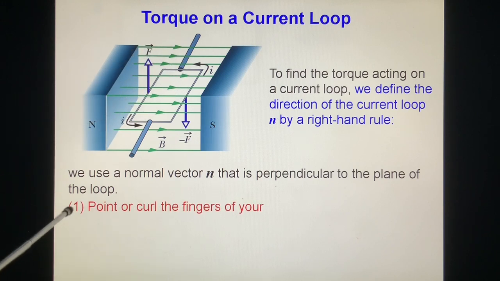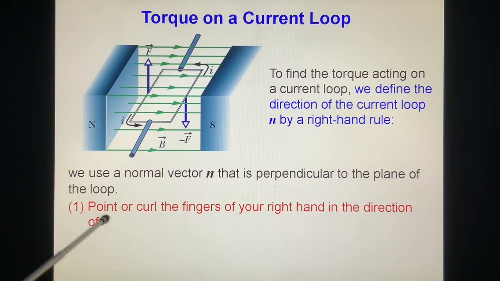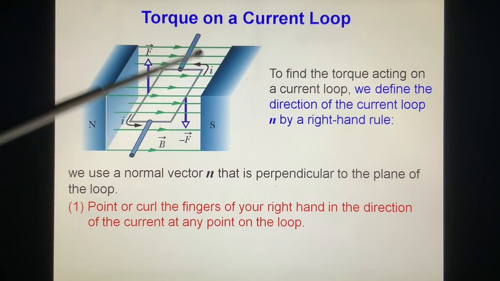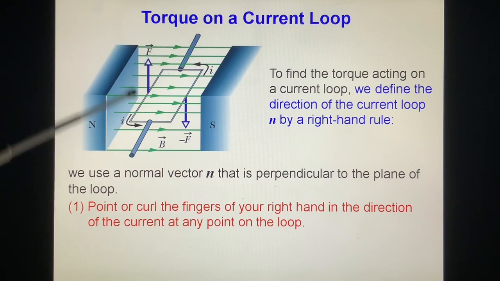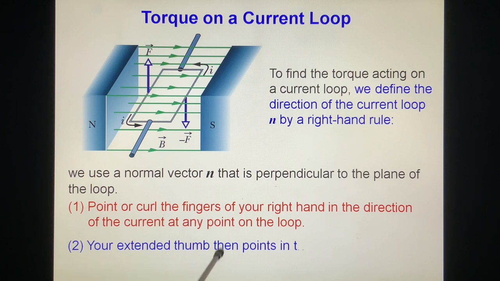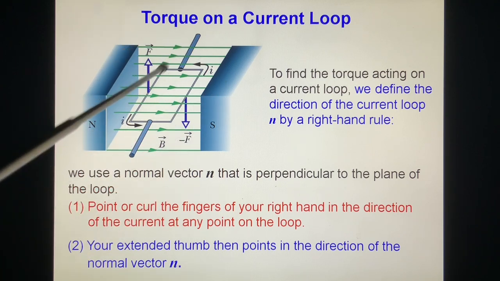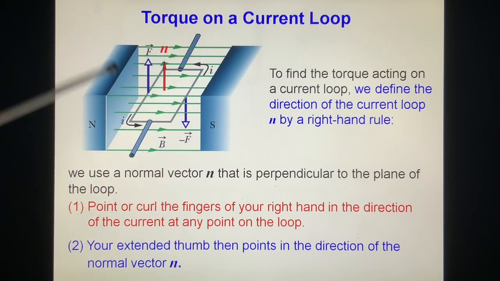So the first step, we curl the fingers of your right hand in the direction of the current at any point on the loop. Use your right hand, curl your four fingers, and your extended thumb then points in the direction of the normal vector n. We define it. In this case, you use your right hand, you get n is up. This n we call the direction of the loop, a unit vector.